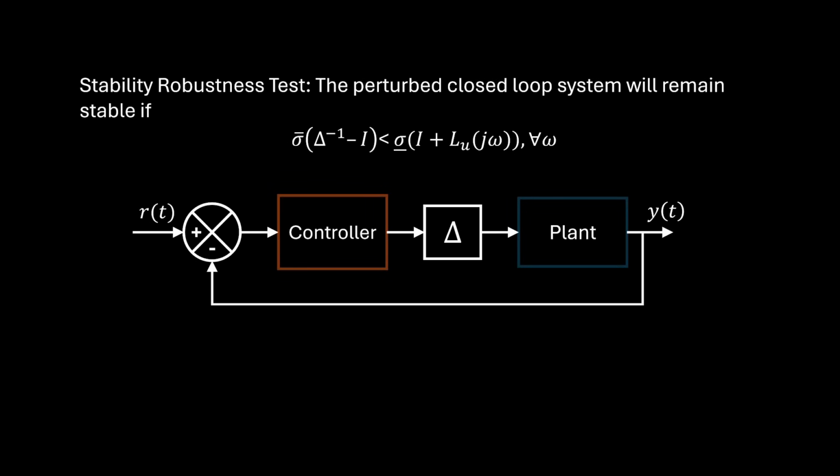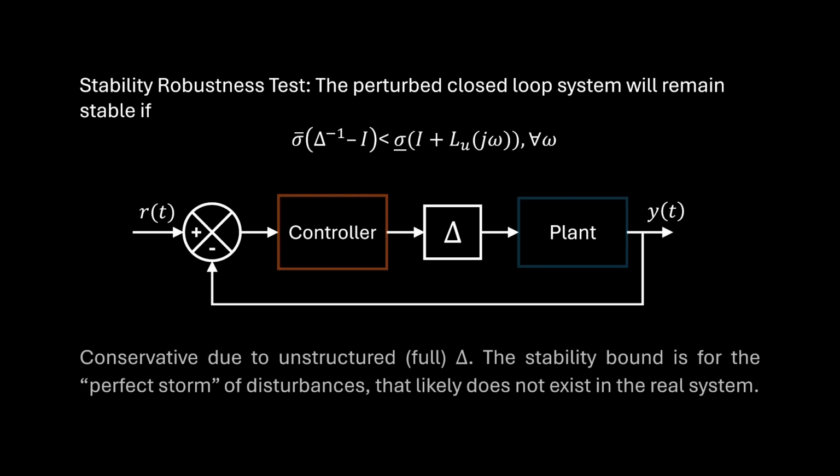This turns out to be a conservative stability test because the block delta can be unstructured. That is, a full complex block where that disturbance could occur in a worst case direction. This test is also sufficient to prove stability, but if the test fails, the system could still be stable. Since disturbances are often structured, for example, diagonal, a more accurate bound could be obtained with mu analysis or the structured singular value, but we don't go into this method here.